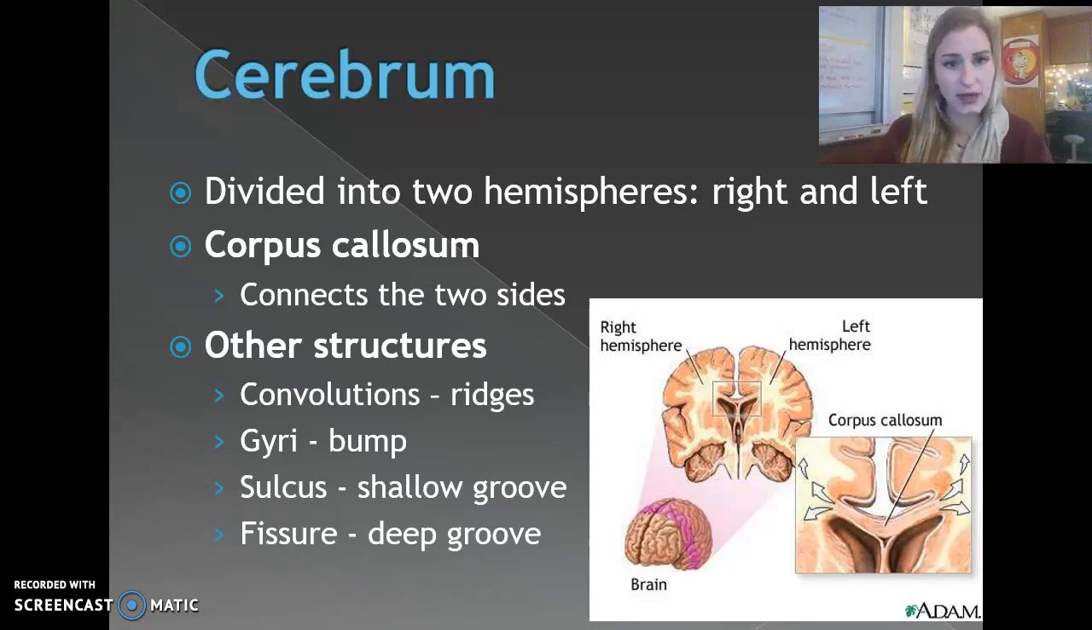Other structures we have in here, we have convolutions, which are the ridges, and gyri, which are the bumps. So sulci and gyri, those are going to be the two big ones that I'm going to want you to know. The gyri, those are the elevations, the bumps, and the sulci, those are going to be the shallow grooves. So it is a combination of gyri and sulci that make intelligence.